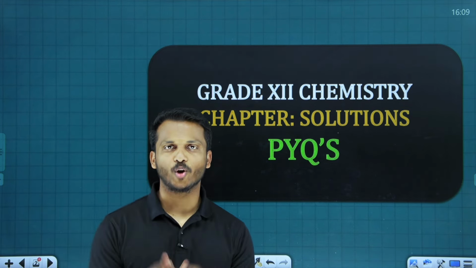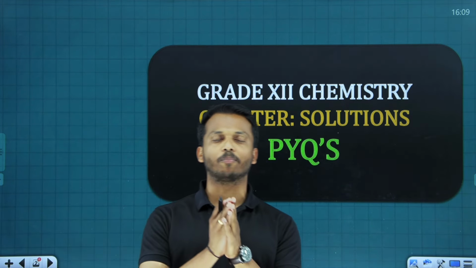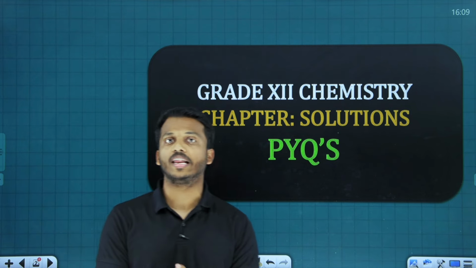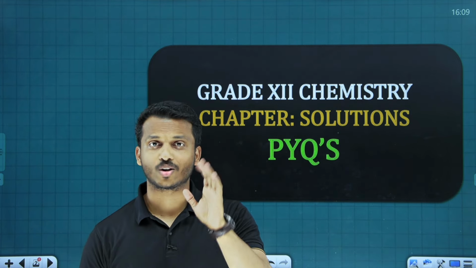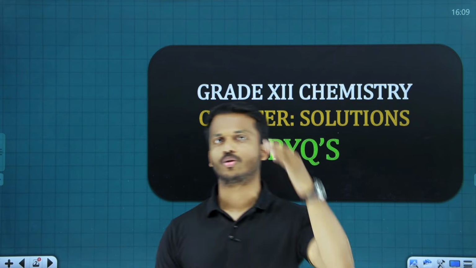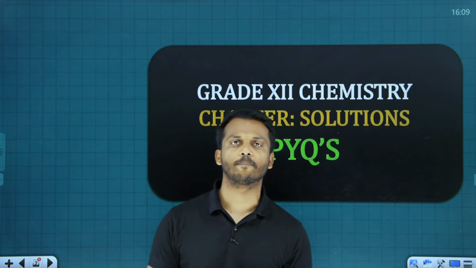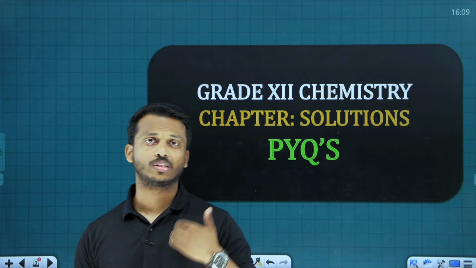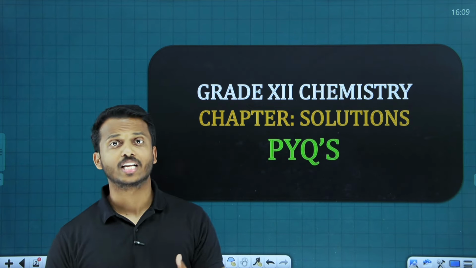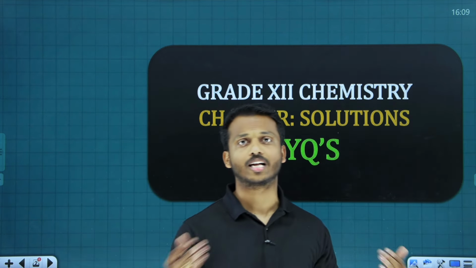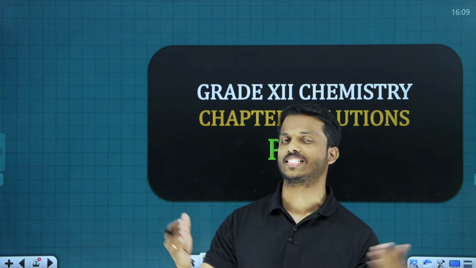Hi students, hope you all studied the solution chapter complete theory, the important areas, how to express the concentration of a solution, all those terms and their numerical, Henry's law, Raoult's law, theory, numerical, what are ideal solution, non-ideal solution, their classification, their property, mainly example.